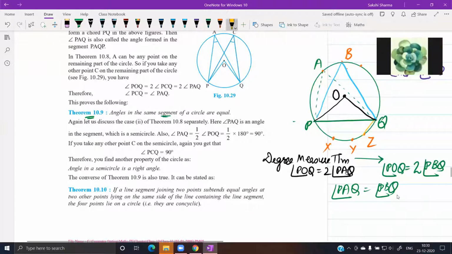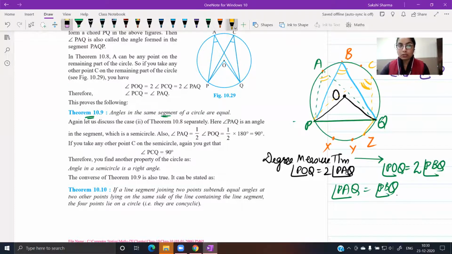Yes, ma'am. And if there were any other point on the same side, let us say a point C here, even then the third angle formed here will also be equal to these two. PAQ, PBQ, PCQ, these will all be equal. Similarly, we can prove the result for the minor arc or the minor segment. This is what we mean when we say angles in the same segment of a circle are equal. I hope it's clear.